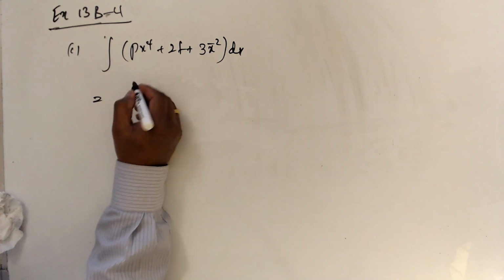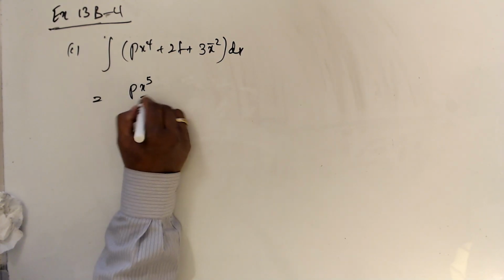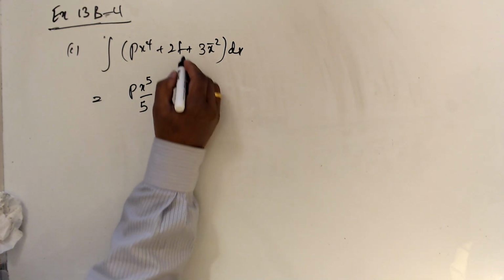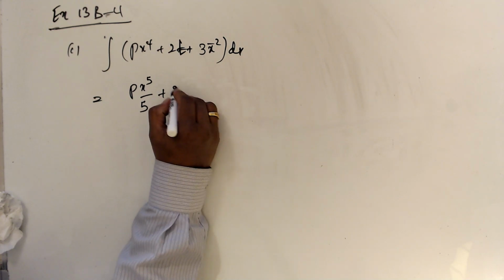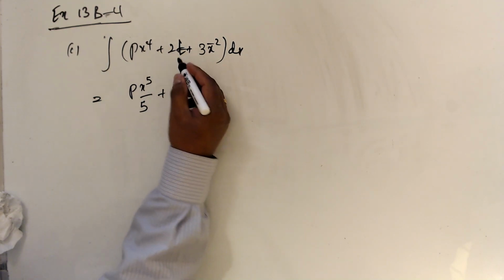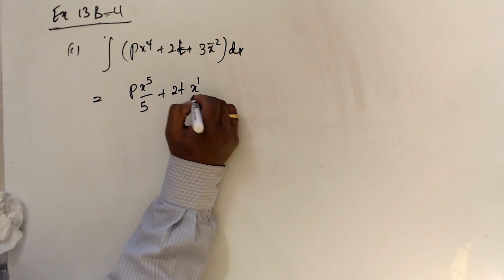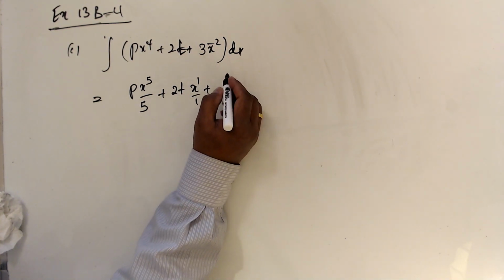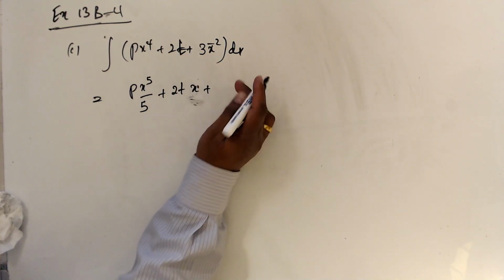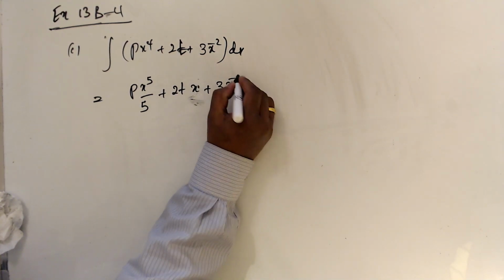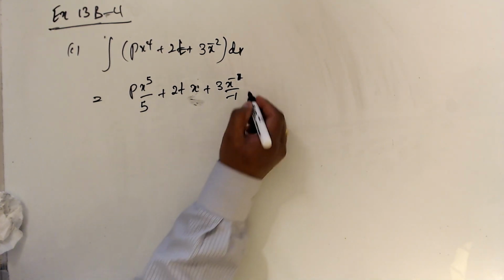Now this is going to be question number c. p x^5 over 5 plus, this is 2t, so 2t is a constant, times x^1 over 1. And you can simply write x, and 3x minus 2, x^(-1) over -1, plus c.